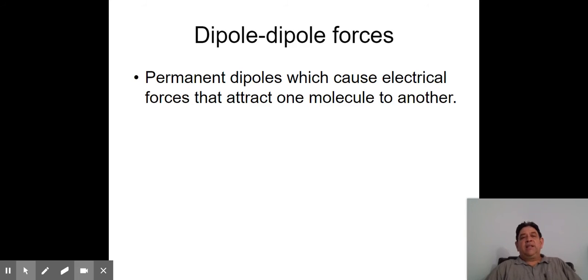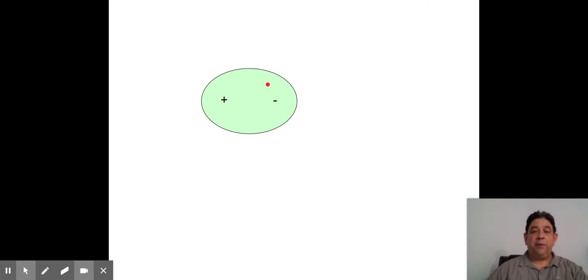Now, let me explain something called dipole-dipole forces. Dipole-dipole forces is when you have what we call permanent dipoles in a molecule. And this is a permanent dipole. It's a dipole because there's two poles, a positive pole and a negative pole. It's always a positive pole and a negative pole. So one side of the molecule has a positive charge, the other side has a negative. And remember, they're partial positives and partial negatives. They're not as strong of a positive and negative charge as on a positive ion or a negative ion.